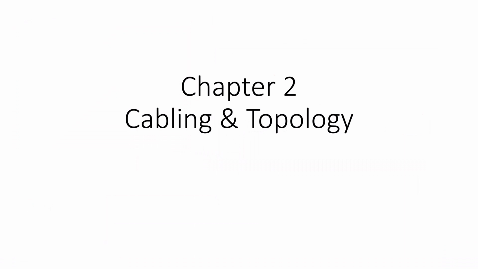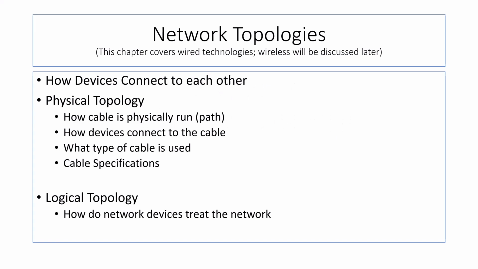Starting Chapter 2 of the Network Plus certification class. Remember, we're using Mike Meyer's CompTIA Network Plus Guide to Managing and Troubleshooting Networks, the 5th edition, for exam N10-007. So Chapter 2 is a discussion of network topologies and some cabling.